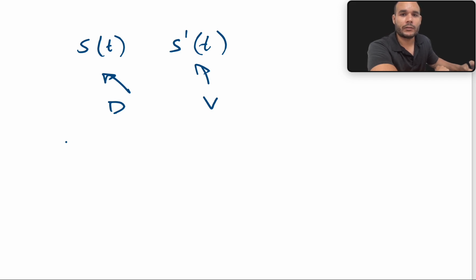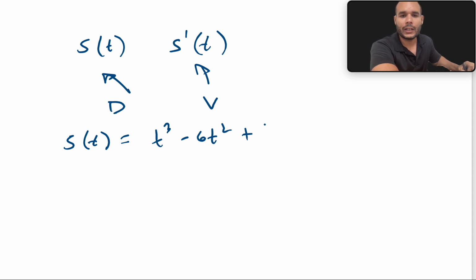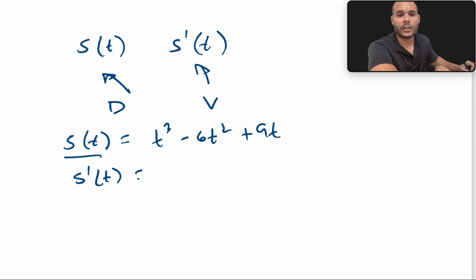So if now we have a concrete example, let's say our distance function is t to the third power minus 6t to the second plus 9t. Let's say you have this model of distance. If you want the function for velocity, all you have to do is take the derivative. So the derivative of this function is 3t to the second minus 12 times t plus 9.